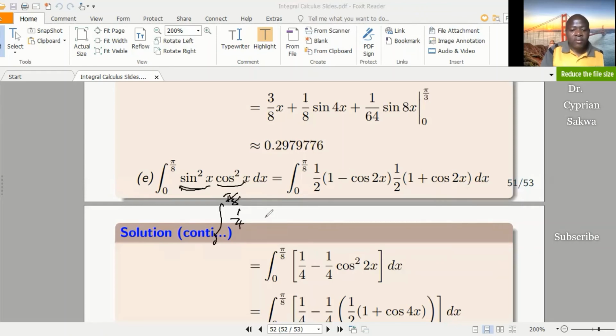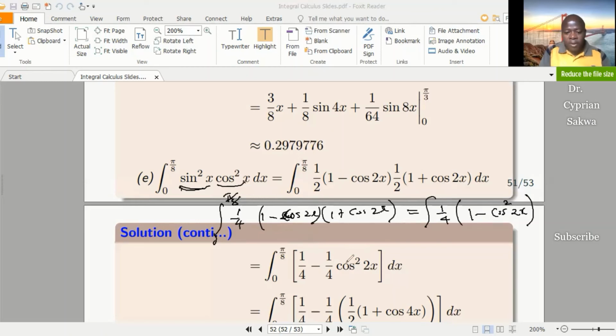Now what remains is for us to multiply this, 1 minus cos 2x times 1 plus cos 2x. So what do we get? Under the integral, that is a quarter into, this is a difference of squares. When you multiply that, you just get 1 minus cos squared 2x. So multiplying this through, you arrive at a quarter minus a quarter cos squared 2x dx.